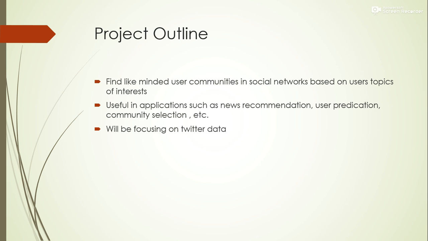I will first be briefly going over the project outline. The objective of our capstone project was to find like-minded user communities based on social networks. This is important when it comes down to applications such as news recommendation, user prediction, and community detection. This information can be useful when sites try to target ads or products or even other articles towards specific groups. By being able to better detect user communities, it is much easier to send relevant information to people which they might end up being interested in or they may end up viewing.